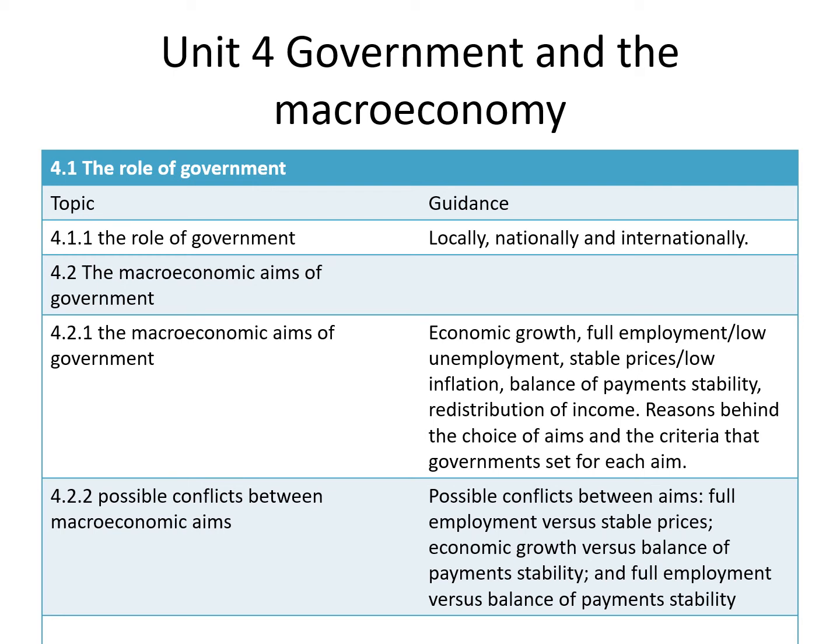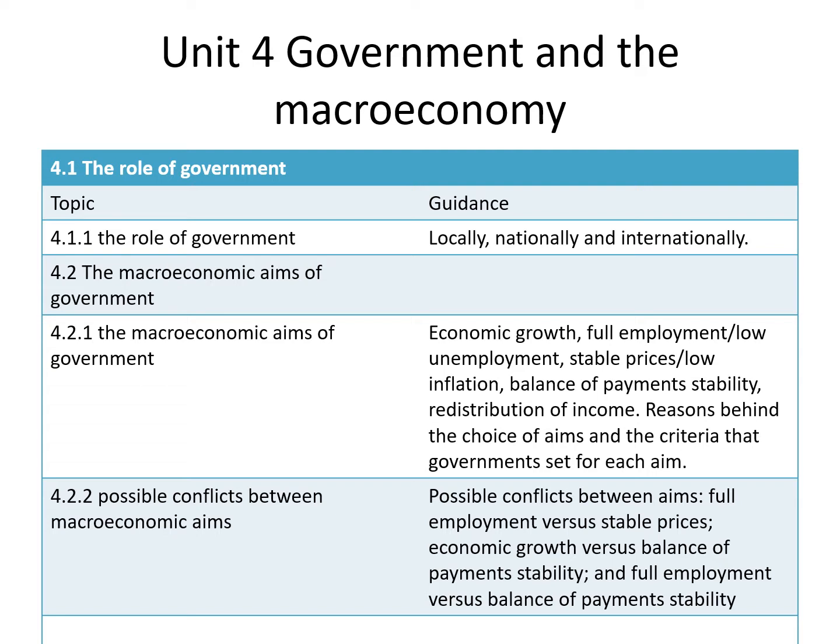Unit 4, Government and the Macroeconomy. We are now on to Macroeconomics. So, 4.1, the role of the government. The role of the government locally, nationally, and internationally is 4.1.1. 4.2 is the macroeconomic aims of the government, and 4.2.1 is the macroeconomic aims of government.